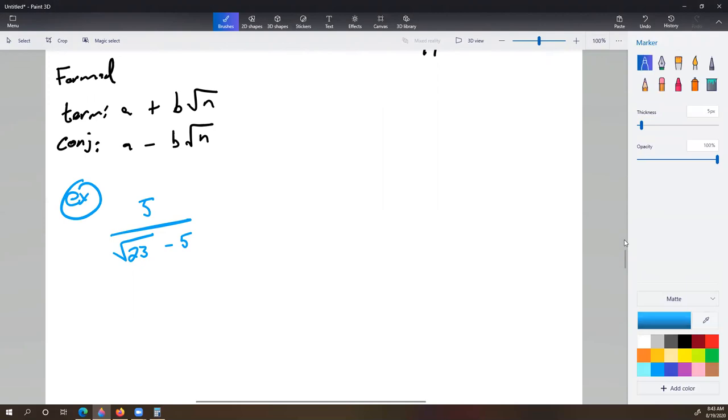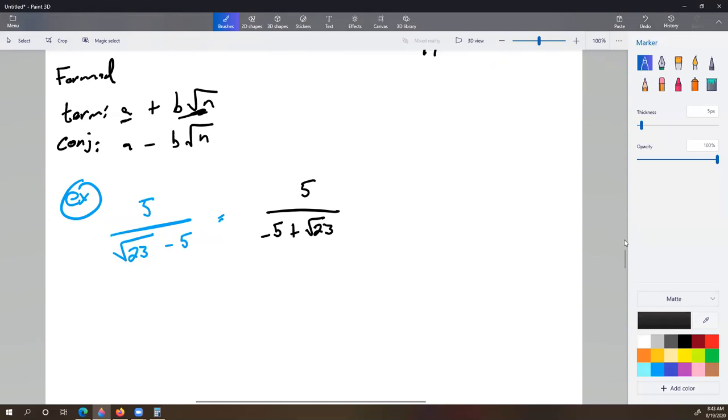We want to rewrite that in this nice formal form, this standard form of a radical. So we want to get the root in the back, and we want the regular number, the whole number, in the front. So, (-5 + √23), all divided by 5. Okay, so we have this set up.